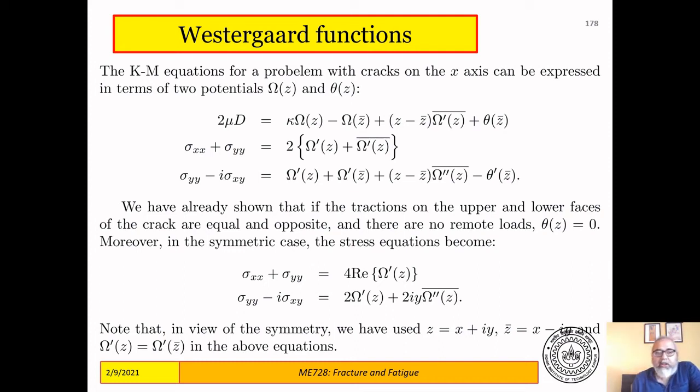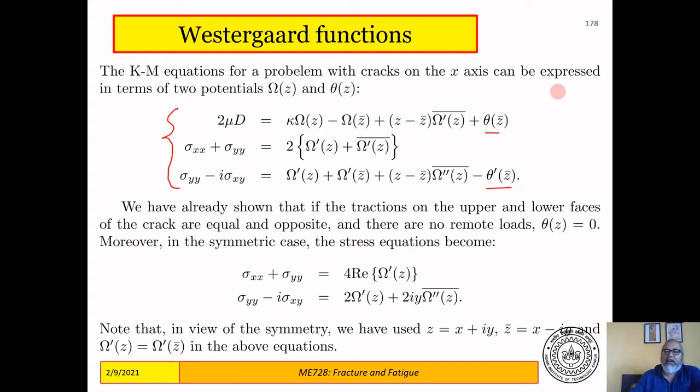We can actually rearrange the Km equations a little bit more to suit problems with cracks. So to do that, let us revisit the Km equations. These are the Km equations where we had got rid of small omega z in terms of theta z. So we have theta z here.